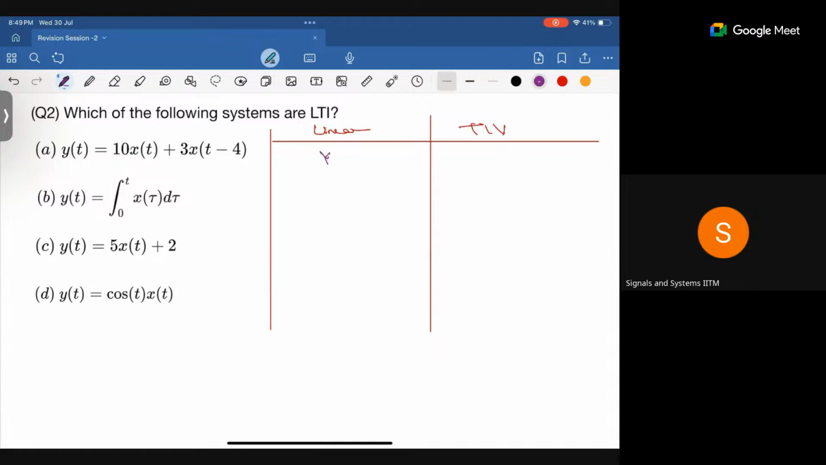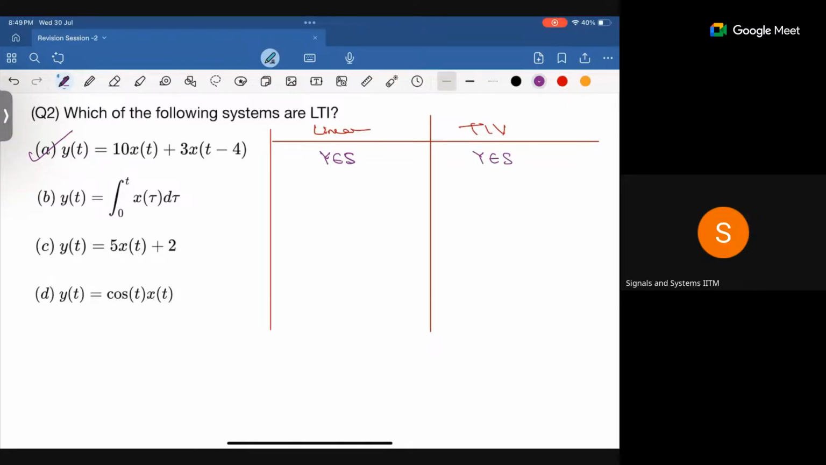Yes, no. This is linear. Is this time invariant? Yes. Very good. So this is time invariant also. Nice. So first option is very clear. It is both linear and time invariant. So it is an LTI system.